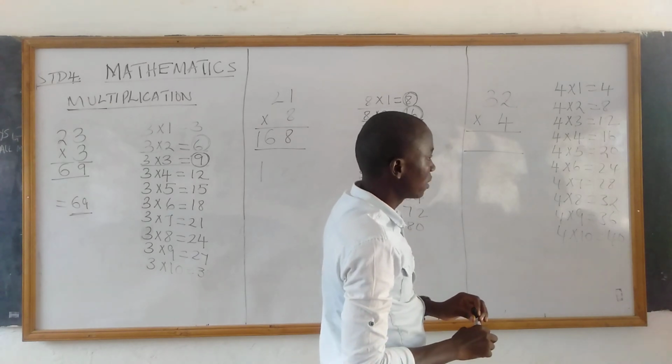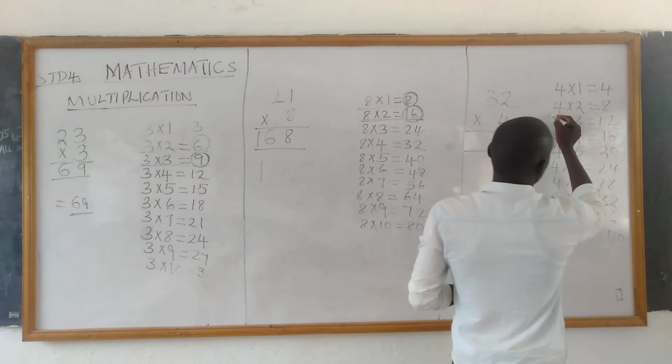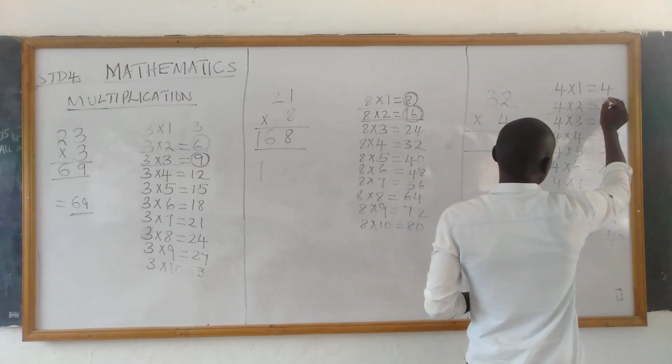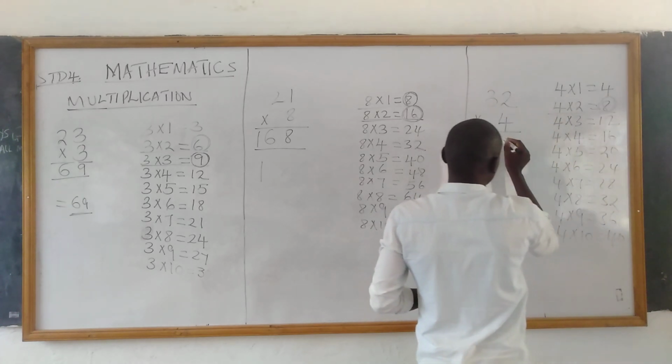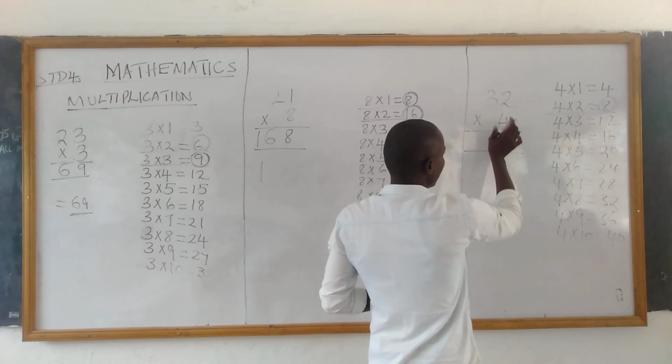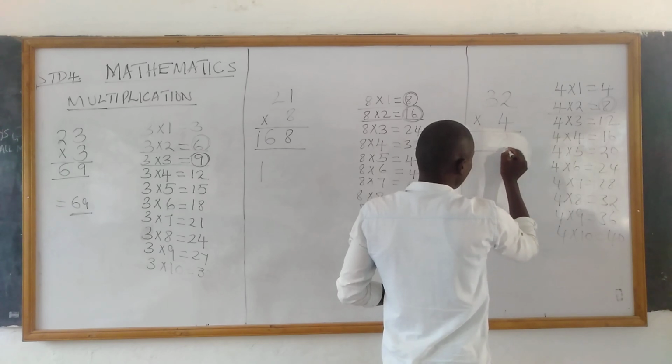We have 4 times 2. Look for 4 times 2 on the table. Here it is, you underline it. Once you underline it, you pick the answer. The answer is 8. Circle it and then write it in the ones column, remember, because we're working on the ones first.